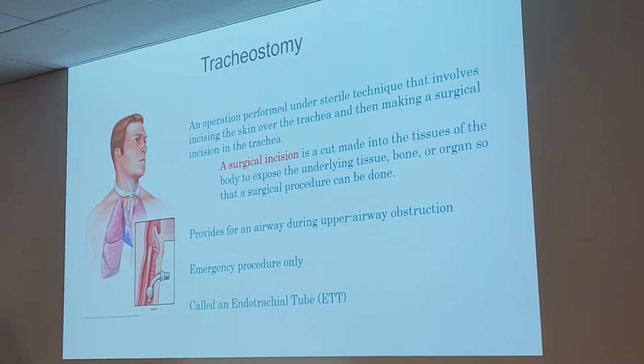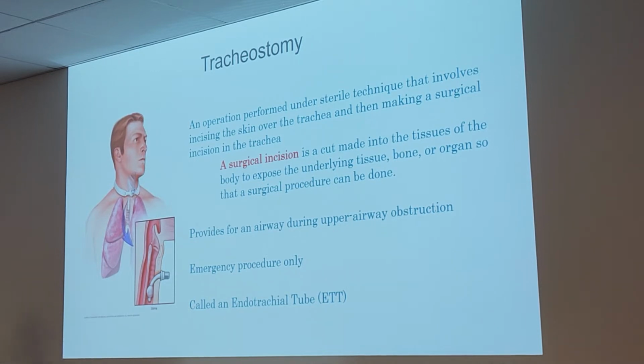Tracheostomy is an operation performed using sterile technique. The doctor makes an incision in the skin first, and then a surgical incision into the tissues to expose the underlying tissue. Now, oftentimes chest x-rays will be ordered right after they place the ETT tube. It's called an endotracheal tube, to make sure that it's in the correct spot.